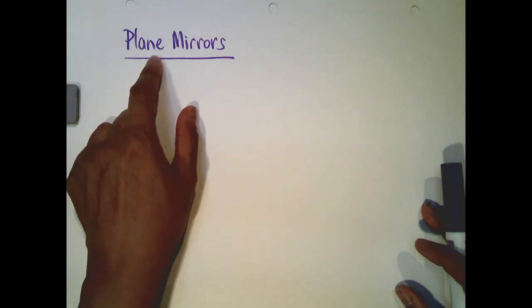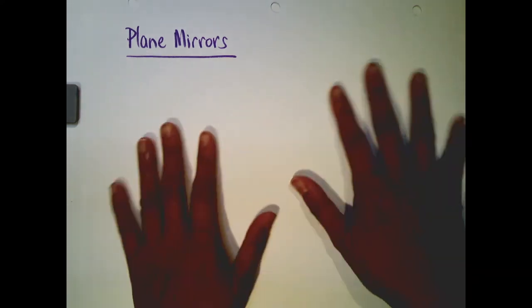Hi, in this video, I'm going to introduce the law of reflection and plane mirrors. So what's a plane mirror? Notice that the spelling is plane as in a flat plane, like this piece of paper, and not plane as in the boring kind of plane. So this is a flat plane mirror.